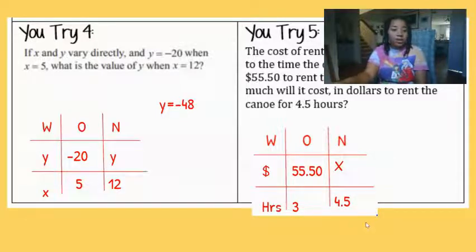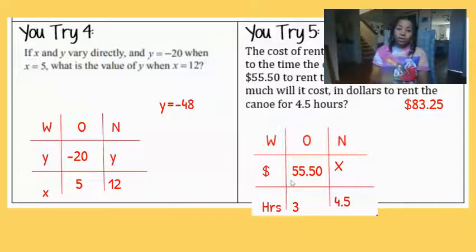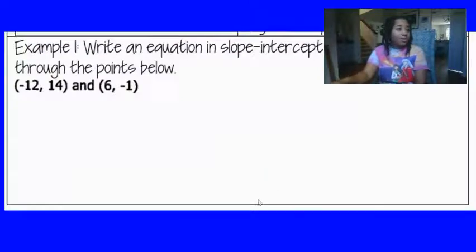Now we got to figure out how much it would cost for 4.5. So we're going to cross multiply these two. I have no idea what that number is, but it's a number. And then you're going to divide it by 3 and you would get 83.25. Okay, that's what you should get. So if you didn't get that, you need to check with your shoulder partner and figure out what did I do? But this is stuff you've been doing since you were in the 6th grade, so you should know what to do.